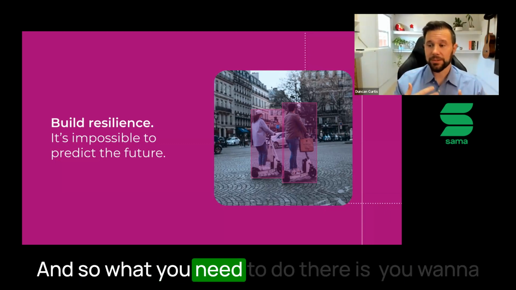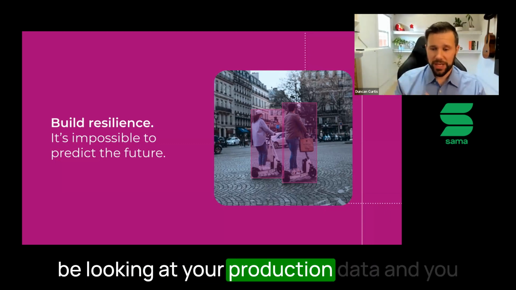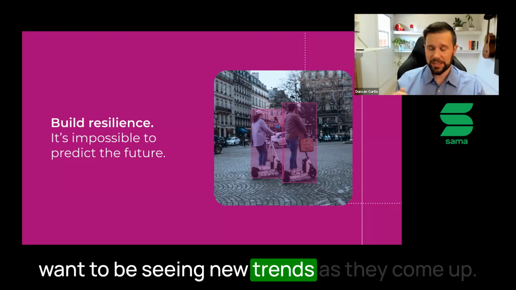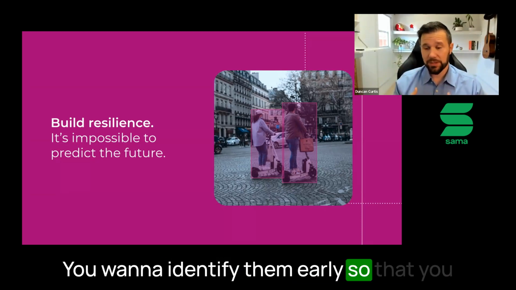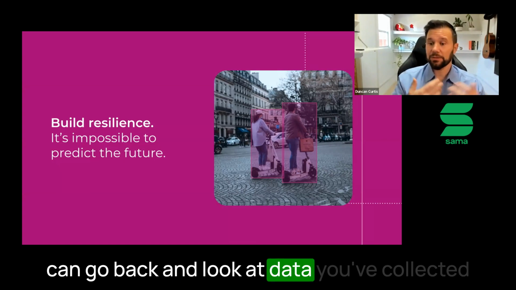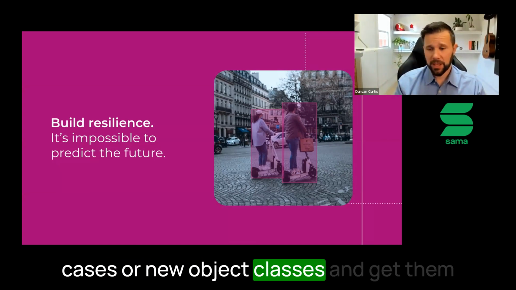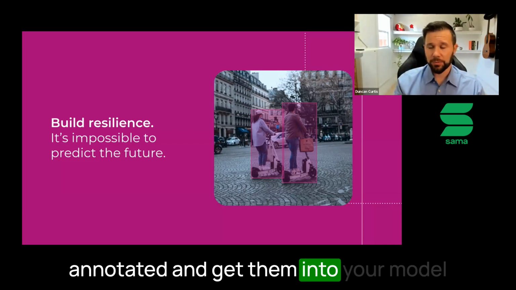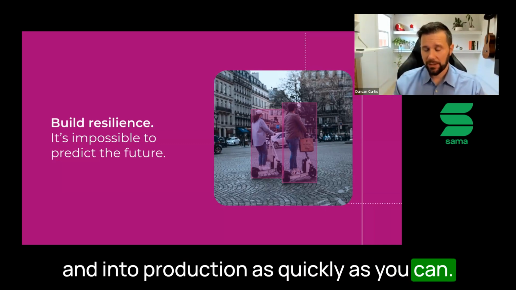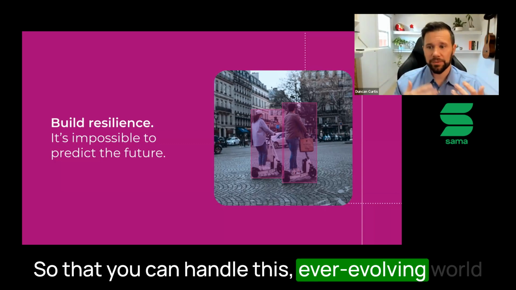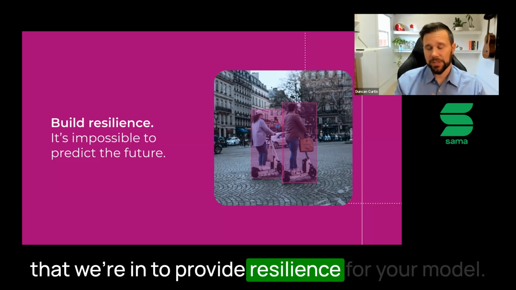And so what you need to do there is look at your production data and see new trends as they come up. You want to identify them early so that you can go back and look at data you've collected to find more instances of these edge cases or new object classes, and get them annotated and get them into your model and into production as quickly as you can, so that you can handle this ever-evolving world that we're in to provide resilience for your model.